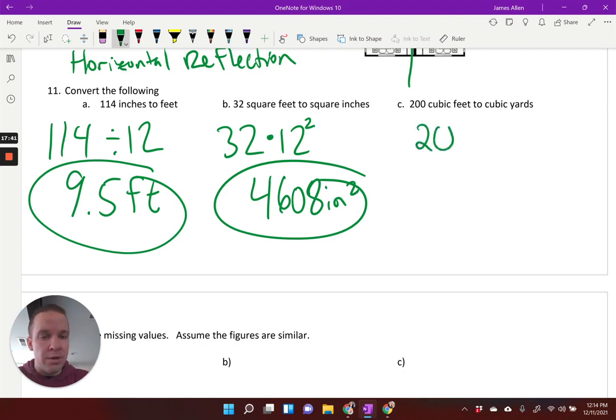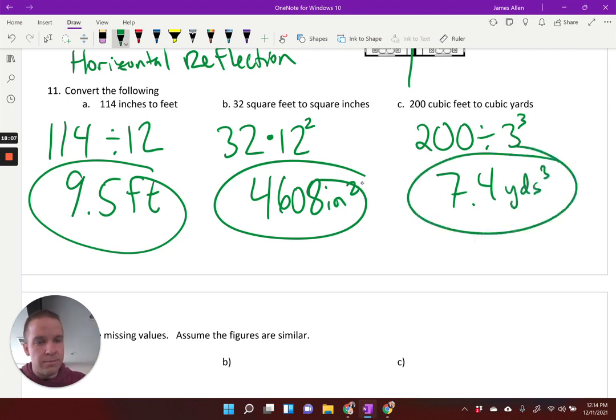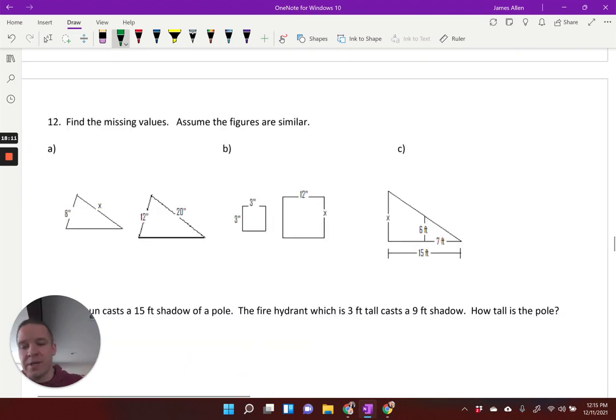Now we're going cubic feet to cubic yards. So 200 cubic feet to cubic yards. That's going to be a smaller number, right? Because yards take up more. And there are 3 feet in a yard, but we're dealing with volume, so cubic units. So I'd have 200 divided by 3 cubed, or 27. And I'm going to get 7.407, so 7.4 cubic yards. All right. Some good conversions. Nice little refresher there.